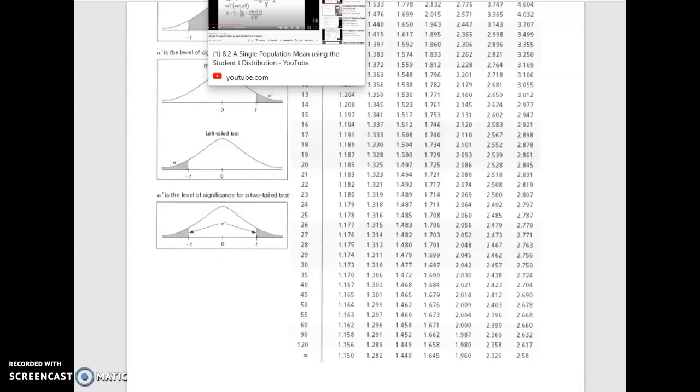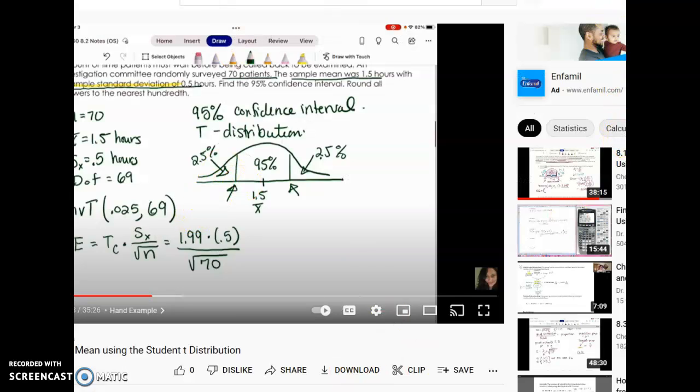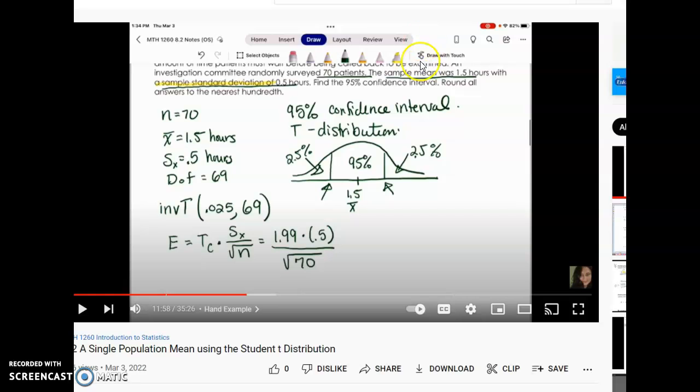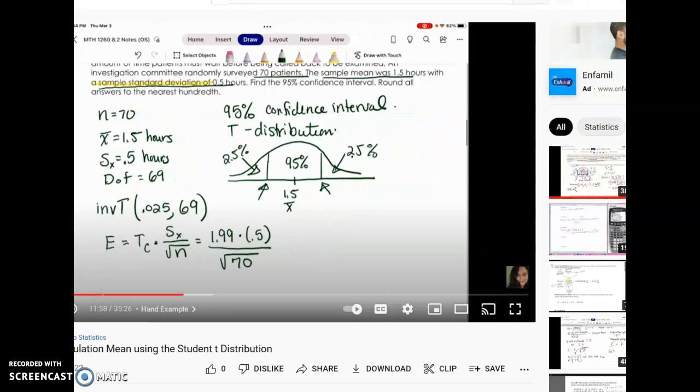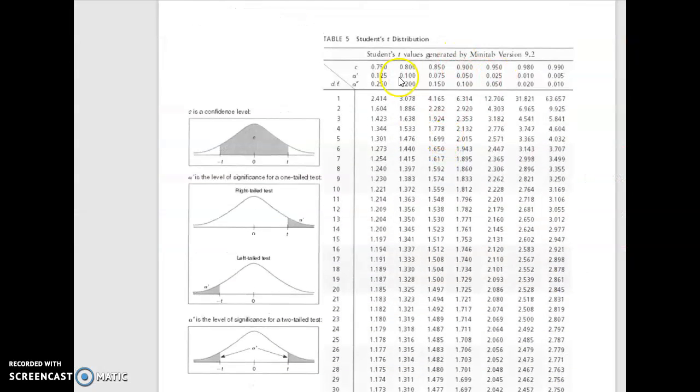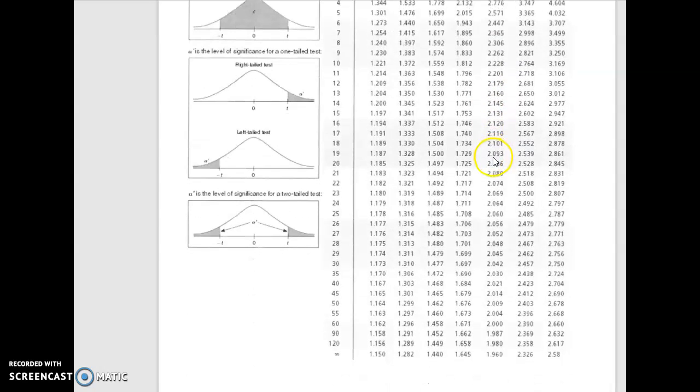Let me go back to my example here. In this example, we are looking at a 95% confidence interval, and we are looking at a sample size of 70. So we're going to look on that table, we're going to look up that C level of 95%, and we're looking up a degrees of freedom of 69 because that's n minus 1. So 95% and n minus 1. C, 95%, so we're going to use this column here. And then across the left-hand side, we want to find a 69.